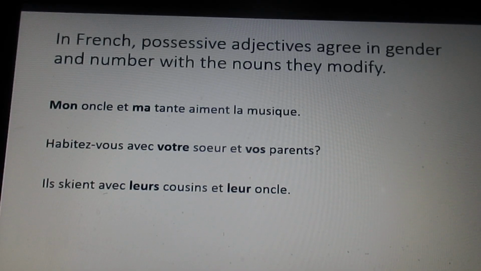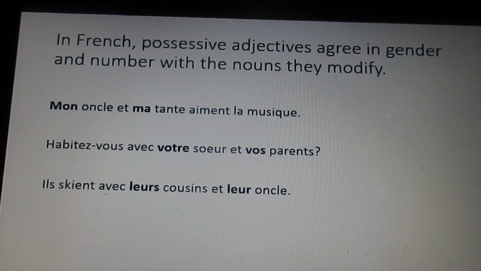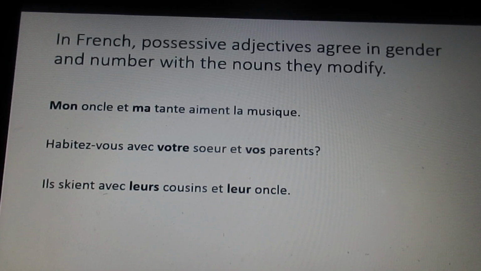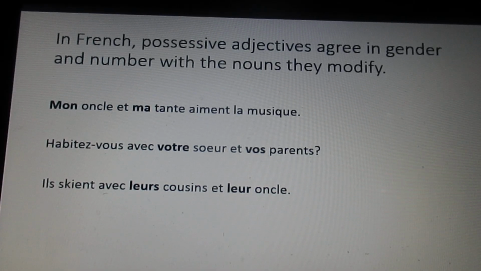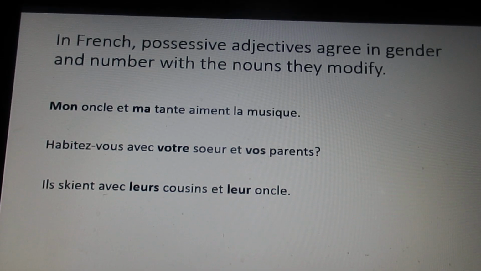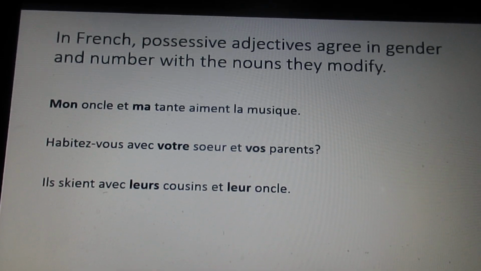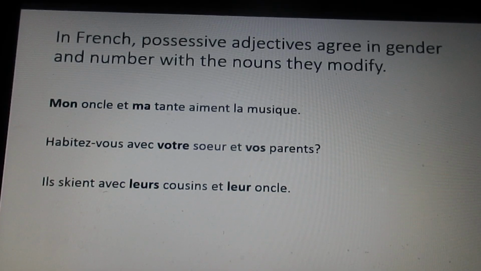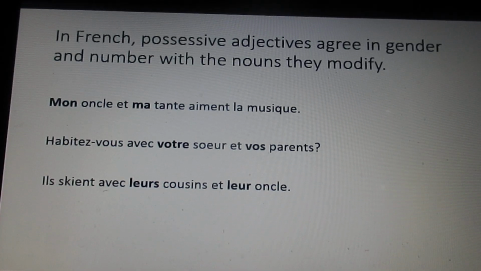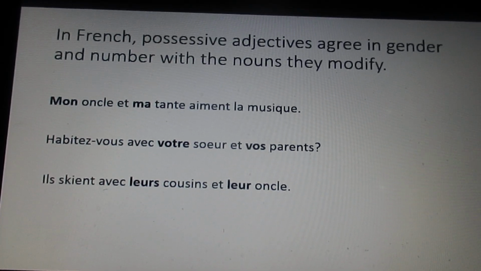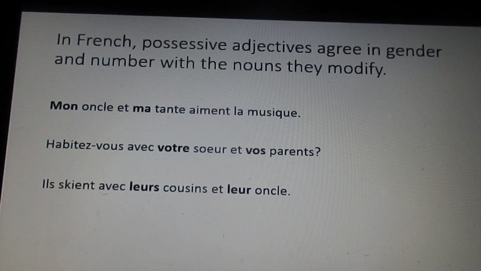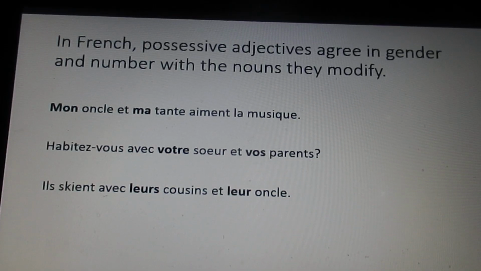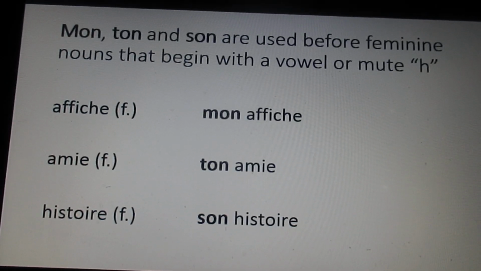Habitez-vous avec votre sœur et vos parents? So we have votre sœur, right? Your sister, singular. Vos parents, your parents, plural. Ils skient avec leurs cousins et leurs oncles. So you have their cousins, leurs cousins, plural. Et leur oncle, their uncle, singular. So masculine and feminine, the gender matters, and also singular and plural, the number matters.